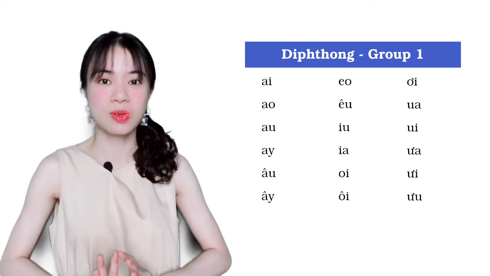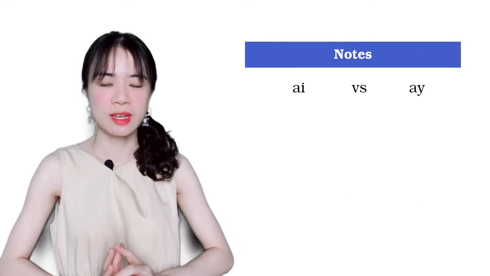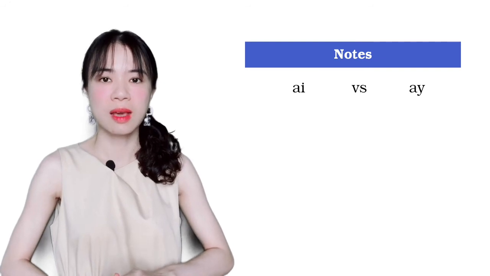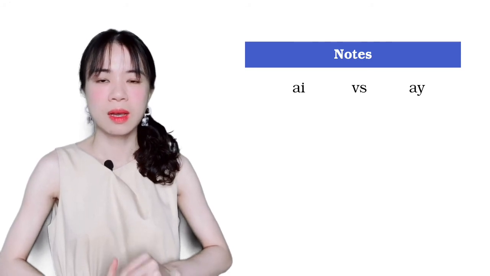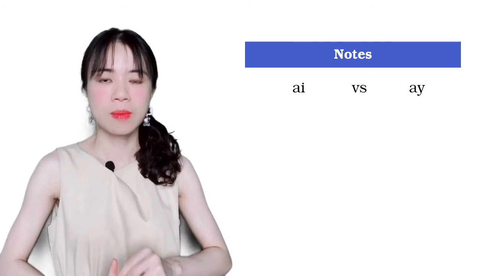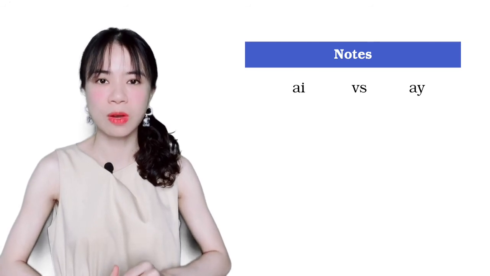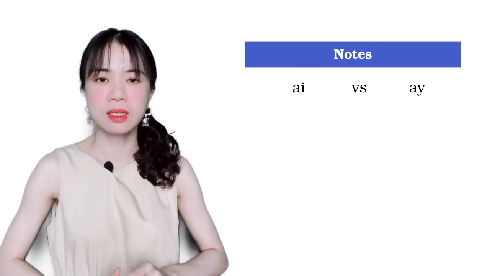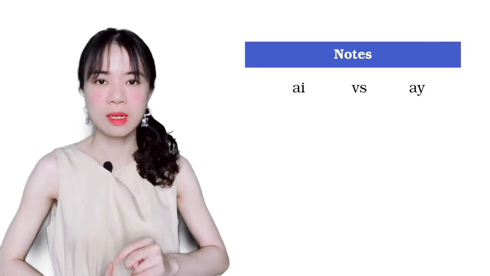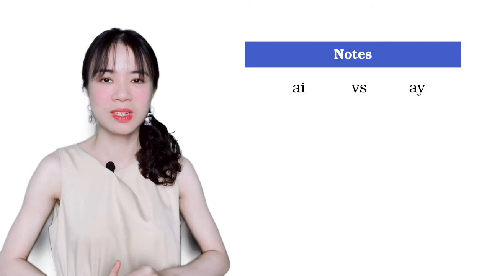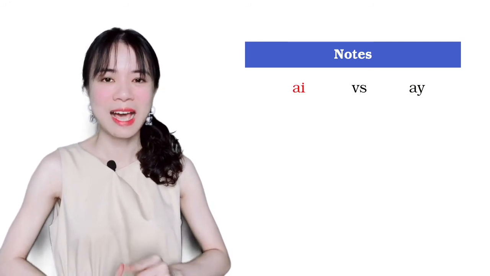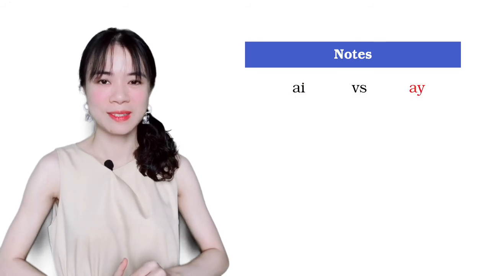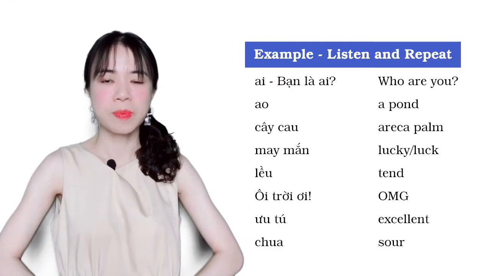after 1 or 2 weeks. There is one note here. Last time we learned that the letter I and the letter Y in Vietnamese are pronounced exactly the same when they play a role of a single vowel. But in a diphthong, they are pronounced differently. Let's listen to me to pronounce it again.